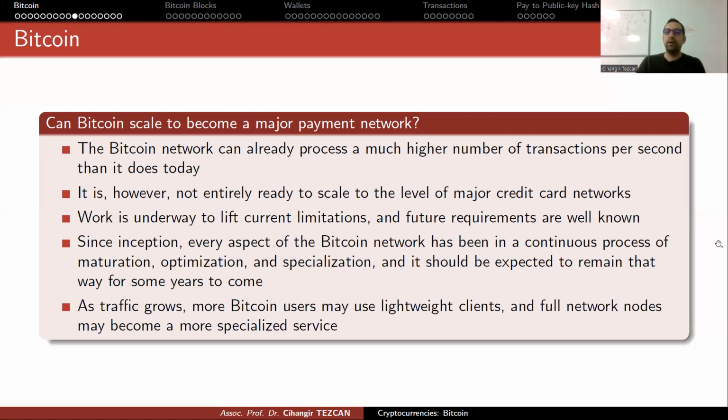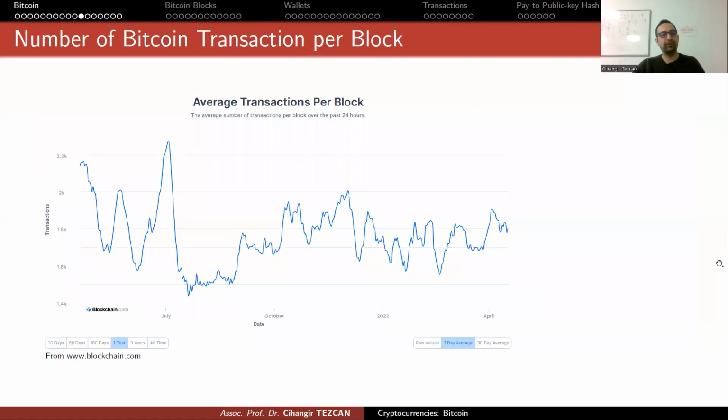As traffic grows, more Bitcoin users may use lightweight clients and full network nodes may become a more specialized service. Most probably in some cryptocurrencies, people will move on to things like Amazon Web Services and so on, instead of keeping their own servers for this kind of operation.